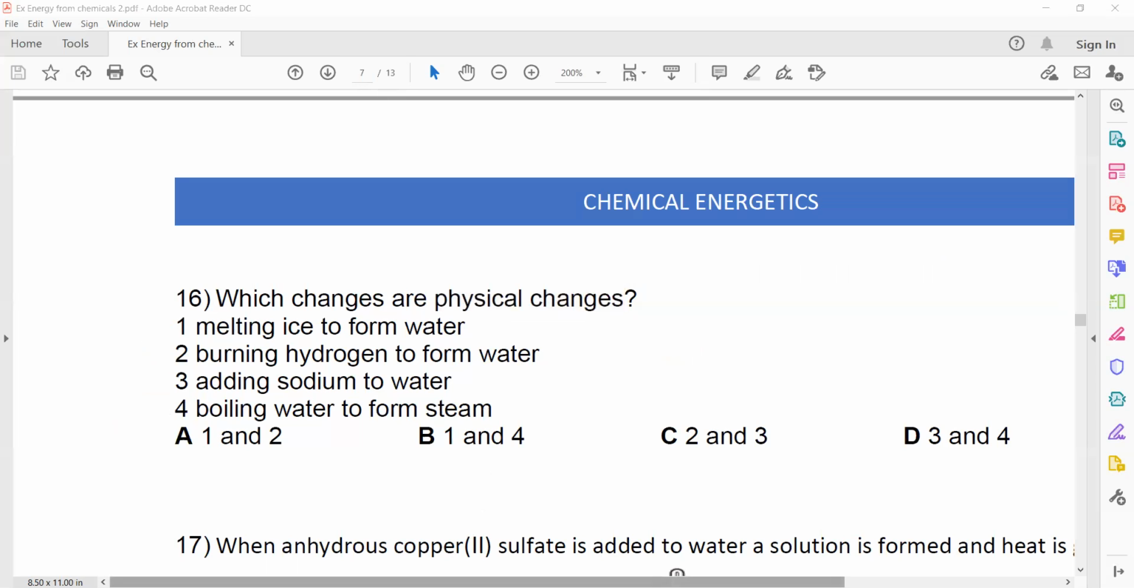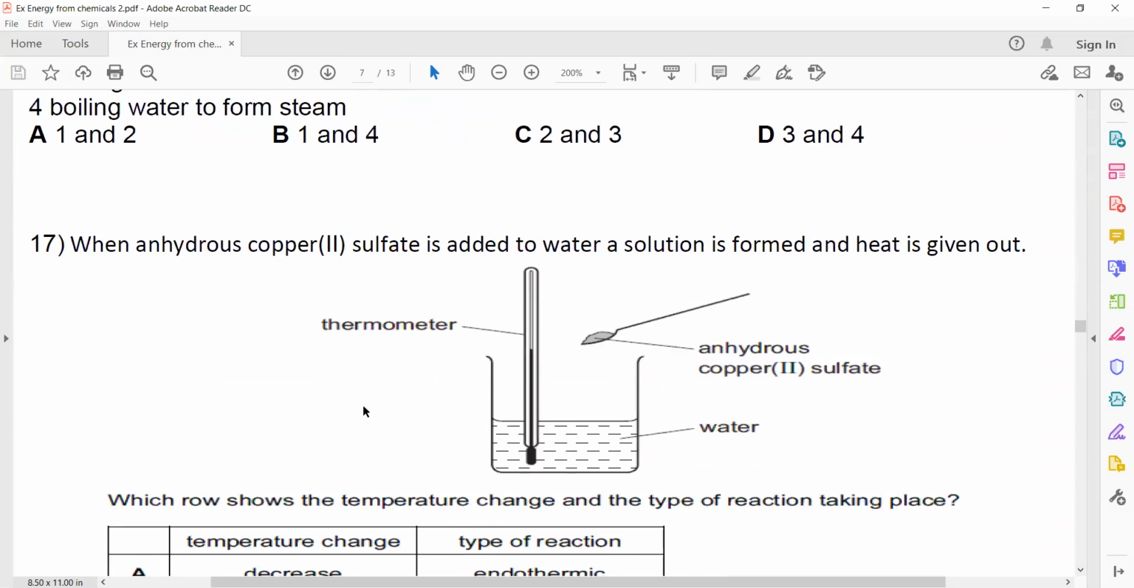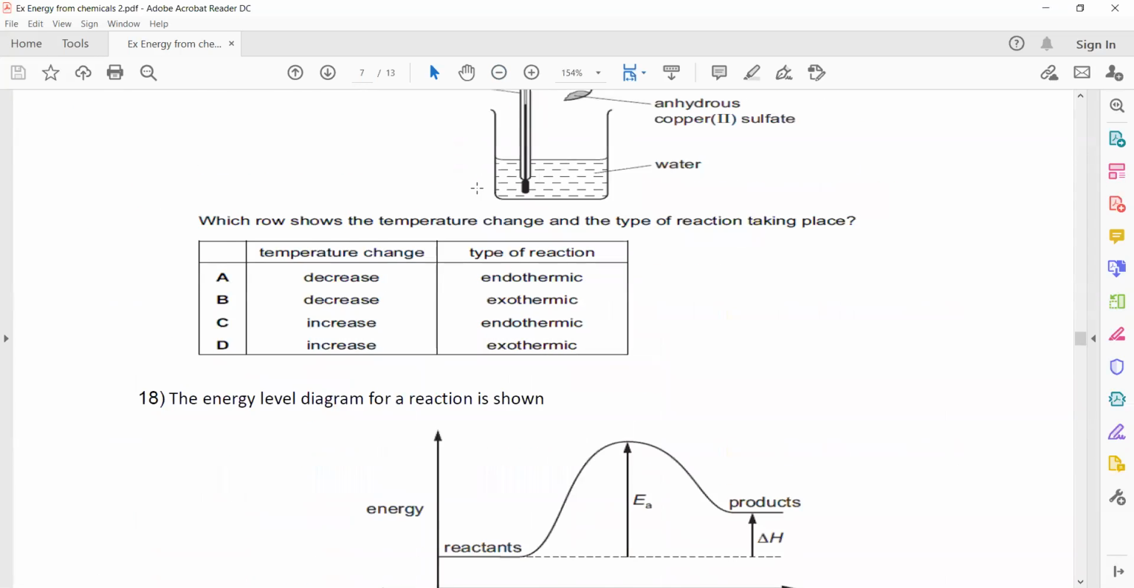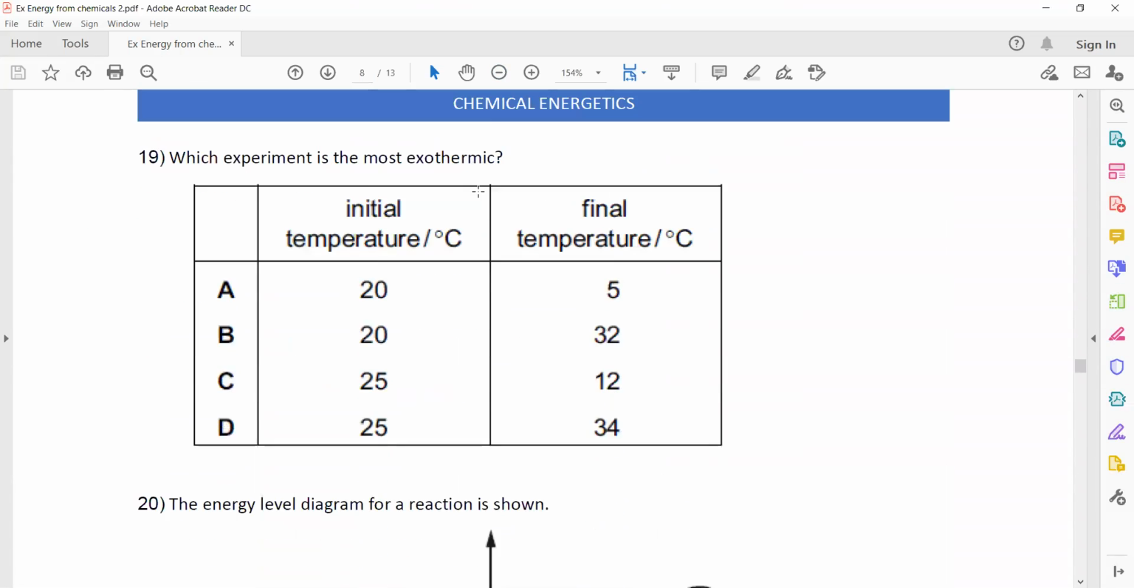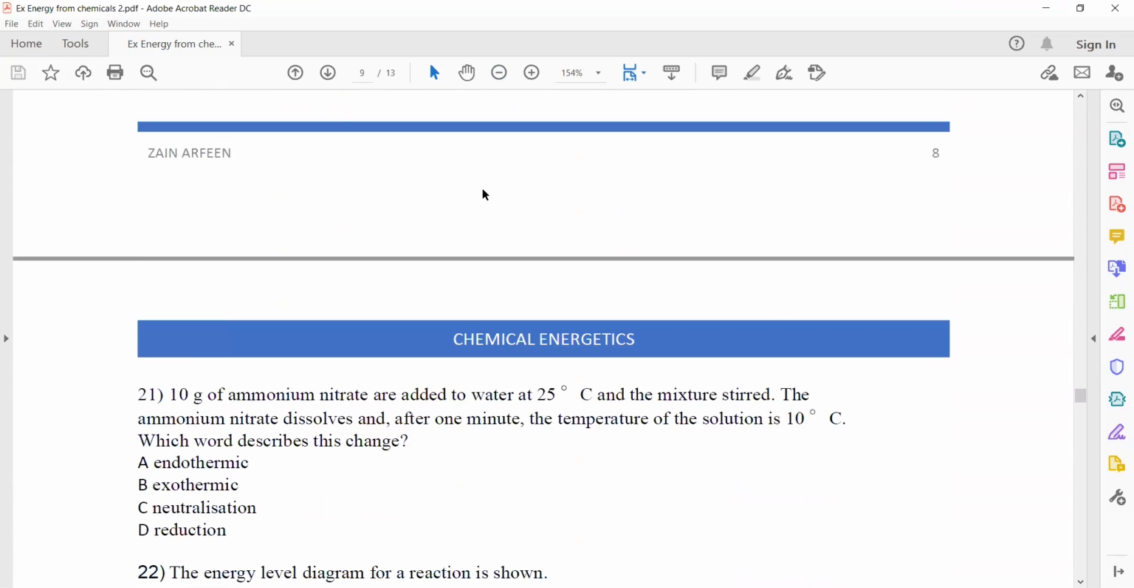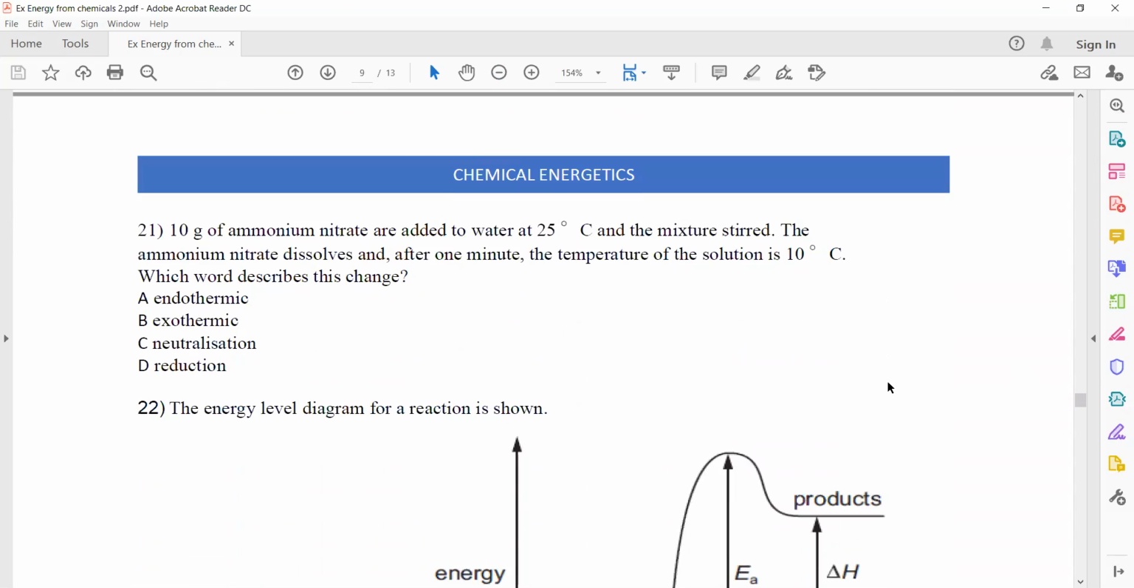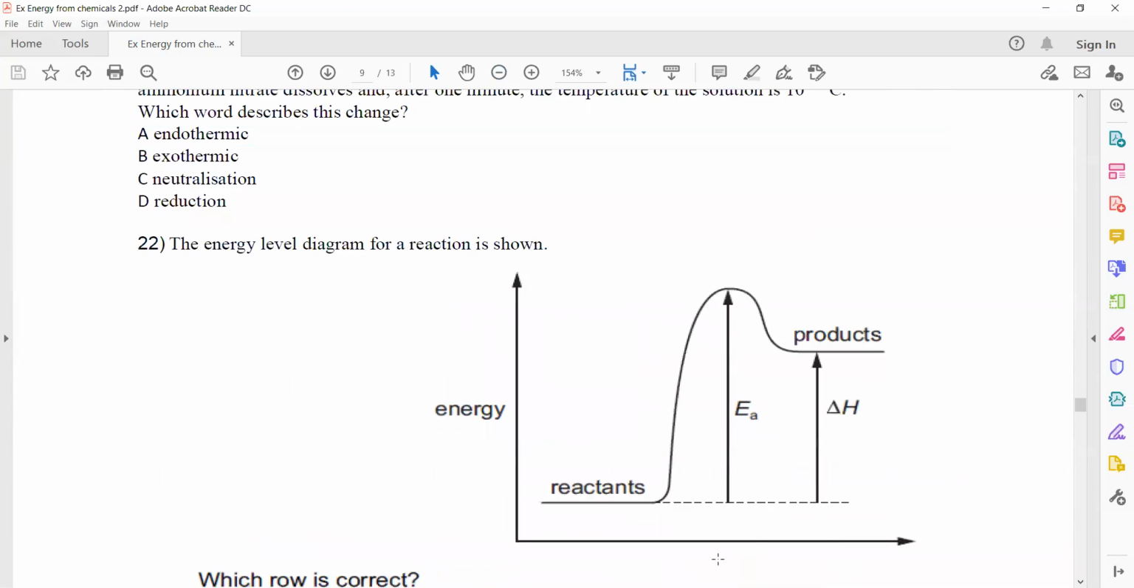Is it clear? Question 16. Question 21 to 25, any doubt?